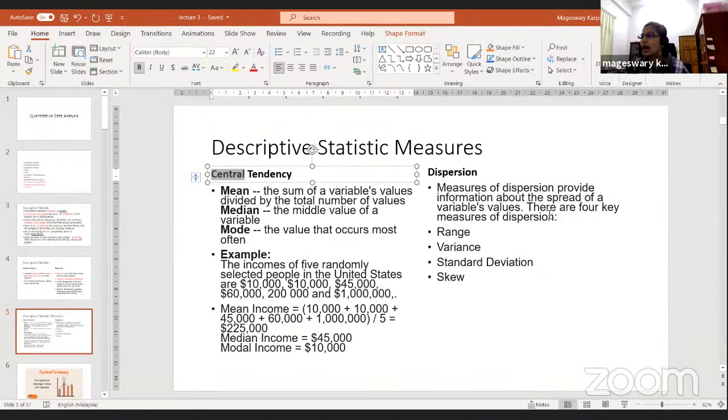Okay. Now, how are we going to describe the dispersion? So dispersion we can describe using range, variance, standard deviation, and skew. Okay. Now we will look into all these things, and I will show the graph of how it appears. But before that, you must know what is variance, all these things. Okay. Now, what is range? Let me go one by one.